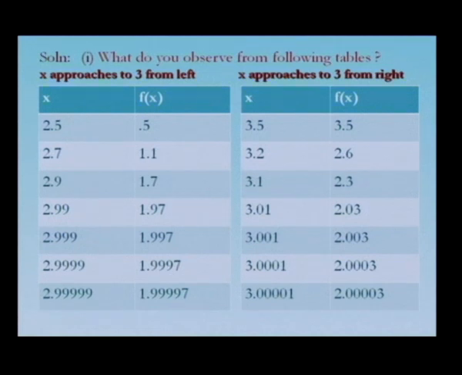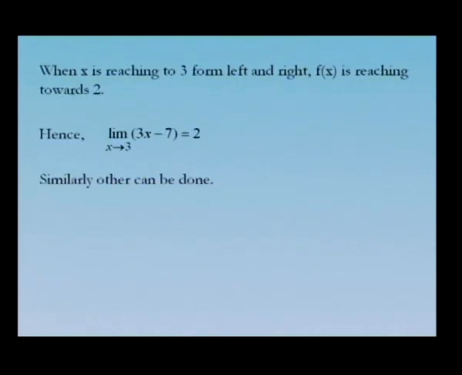So now combining both these tables, we see that when x reaches towards 3, whether from left hand side or from right hand side, f(x) reaches the unique number 2. So 2 is the limit of f(x) at the point x equal to 3. That is given here. So we write it as limit x tends to 3, 3x minus 7 equals 2. Similarly, we can do the other example.